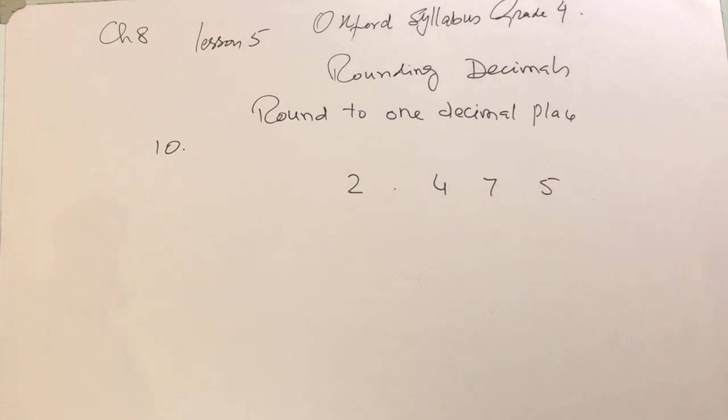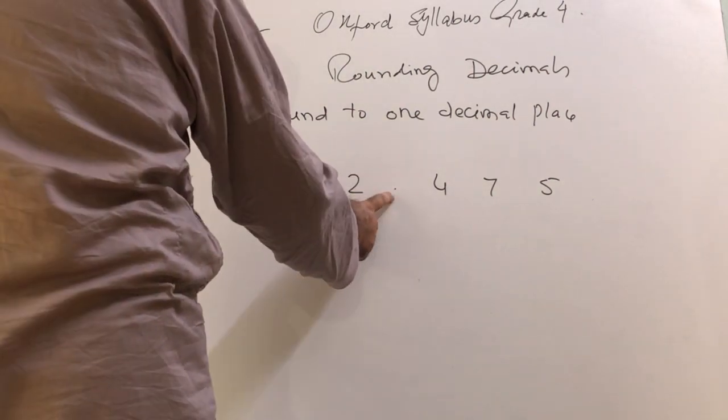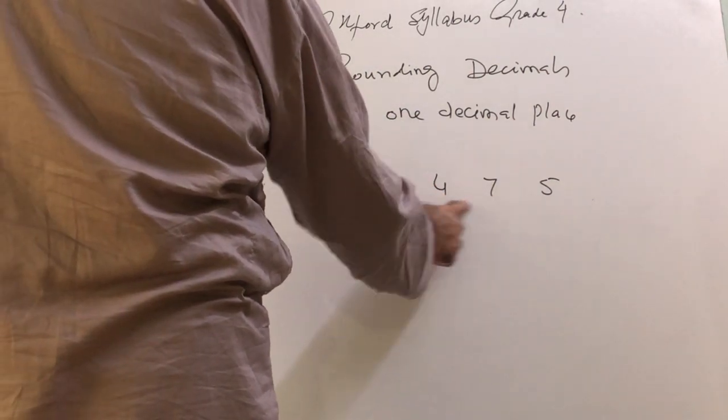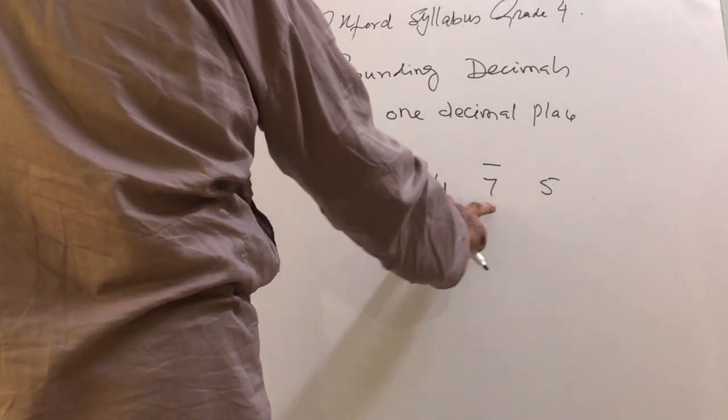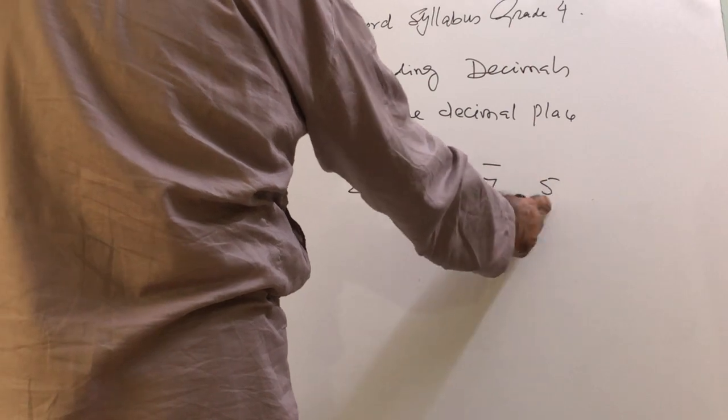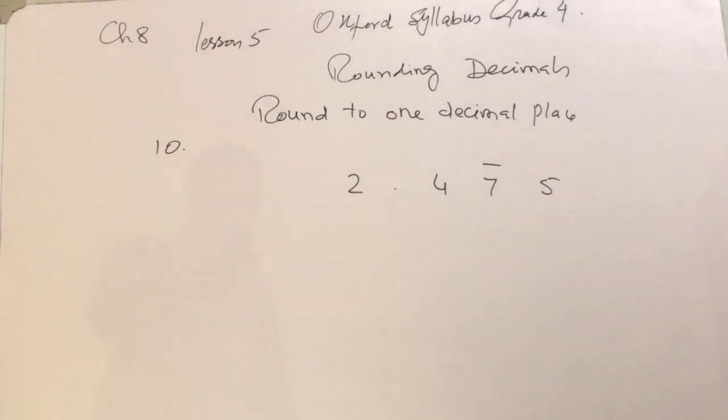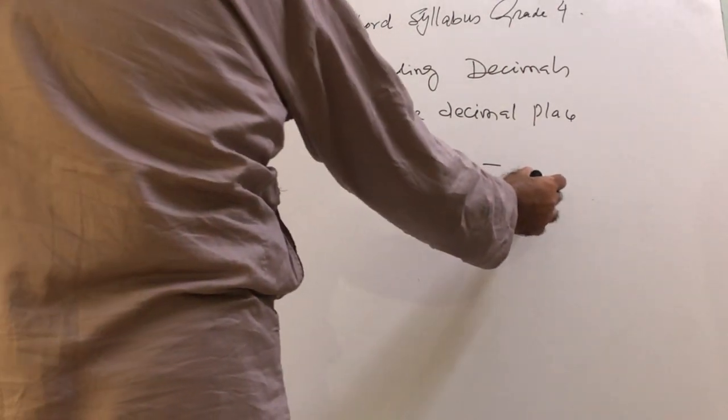Remember, if the question says round off to two decimal places, or the question says round to the nearest hundredths, both are the same, because if we say round 2.475 to two decimal places, it means on the right side of the decimal we need to see only two figures. We'll put a bar here. We don't need this one. Then it becomes 0.